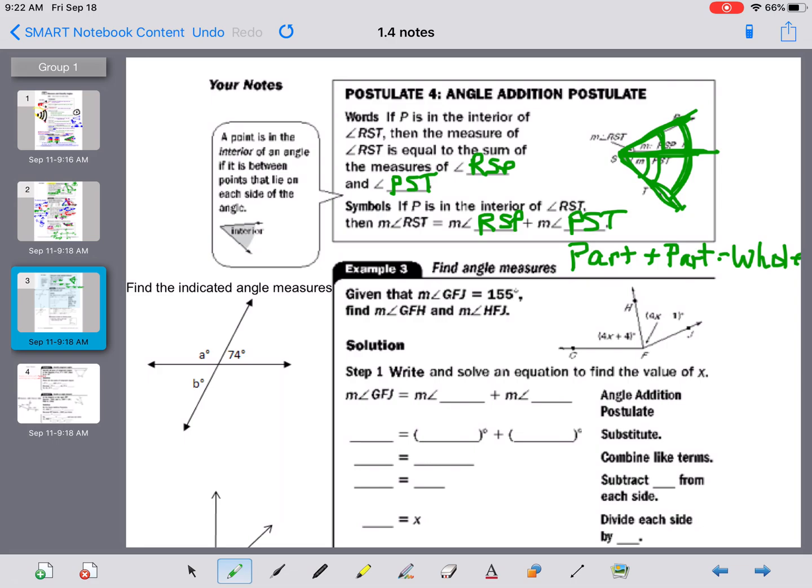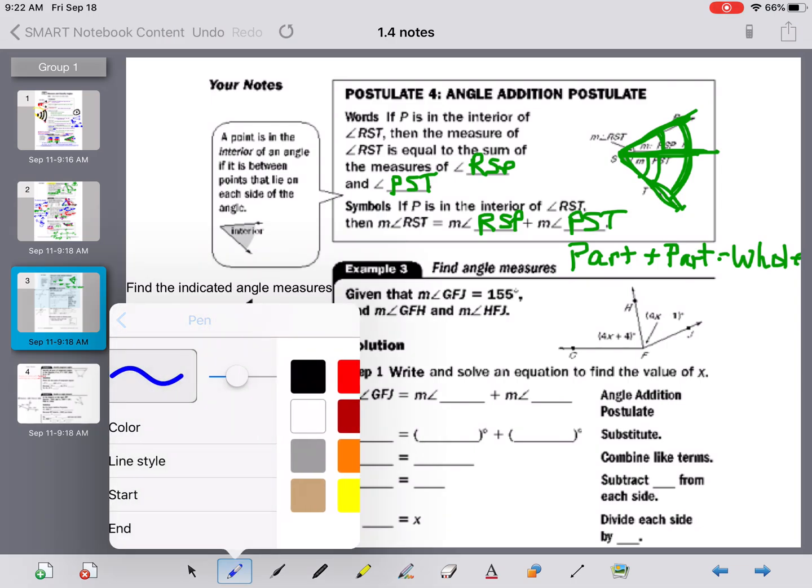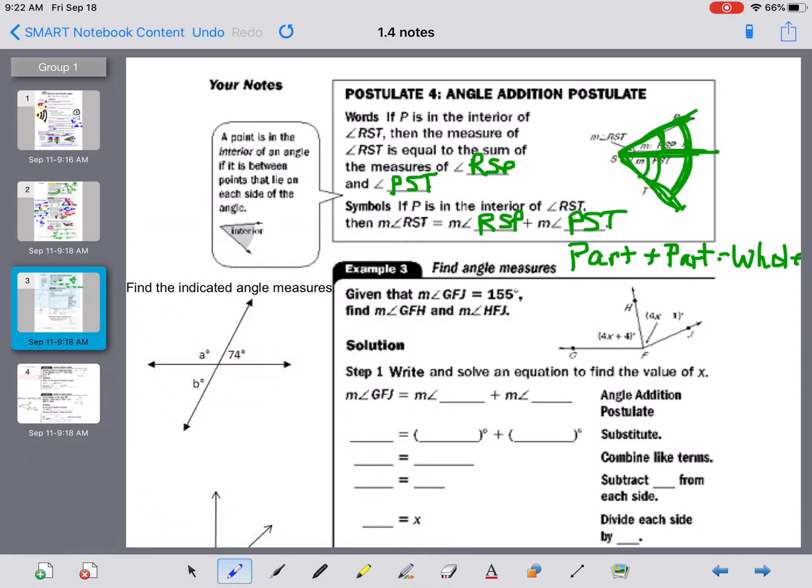I can't stress enough, when you get a picture, label everything you know. So I have this diagram over here. They already put 4x plus 4 and 4x minus 1 there. But they tell me right here in the directions, GFJ equals 155. So GFJ, that's the whole thing, equals 155. I'm labeling it in my picture so my brain can see what they're actually talking about. They want me to find the measure of GFH, that's this small one on the left, and HFJ, which is the small one on the right.